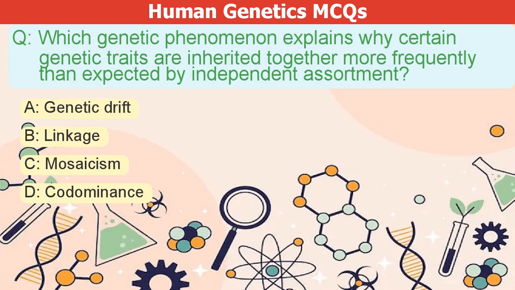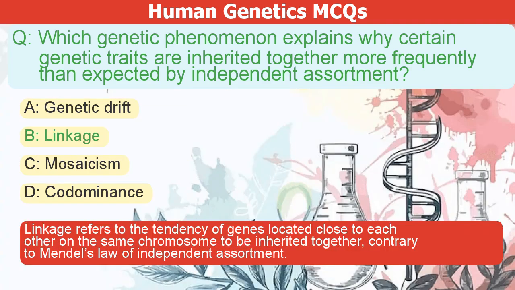Which genetic phenomenon explains why certain genetic traits are inherited together more frequently than expected by independent assortment? A. Genetic drift. B. Linkage. C. Mosaicism. D. Codominance. The correct answer is B. Linkage refers to the tendency of genes located close to each other on the same chromosome to be inherited together, contrary to Mendel's law of independent assortment.